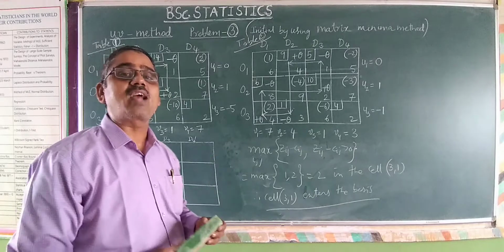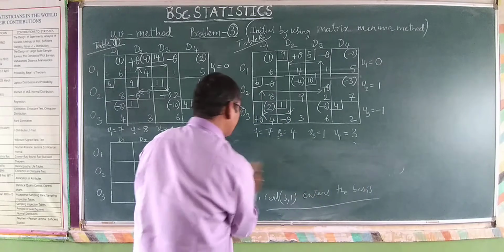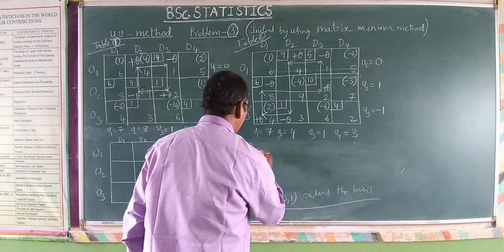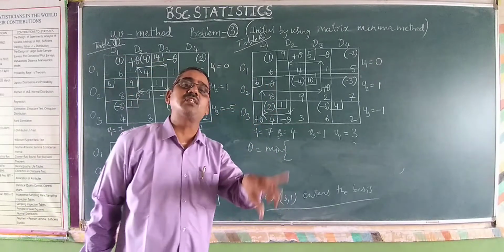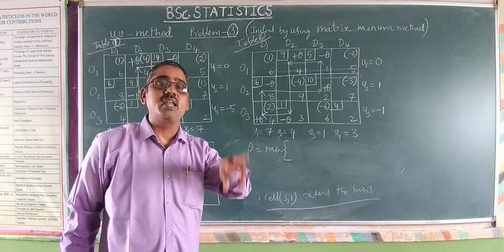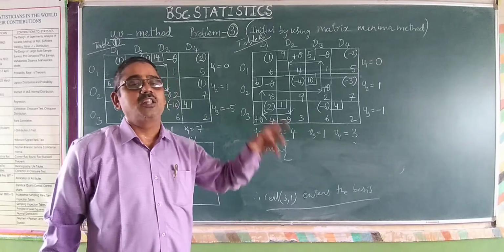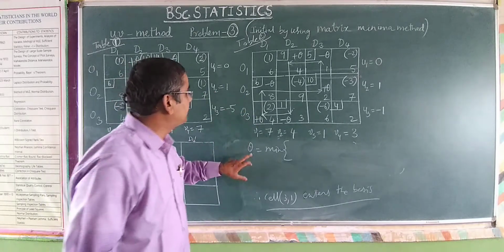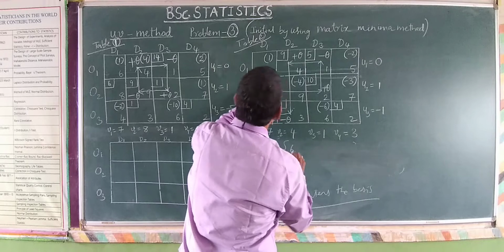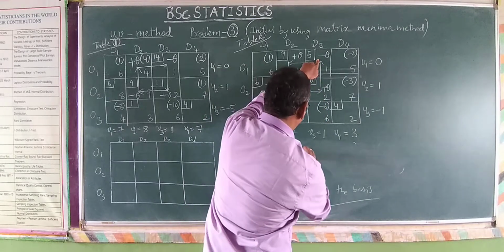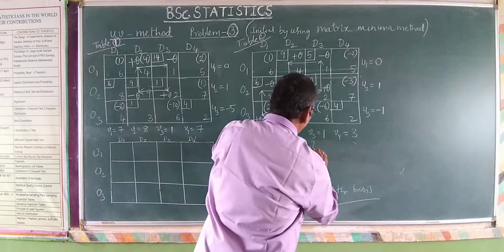Now, from this, you have to calculate the value of theta. Theta is determined in this way: theta is equal to the minimum of the quantities in the cells having negative signs of the loop. So now you see here a negative sign, the quantity is 6. This is another negative sign, quantity is 5. This is another negative sign, it is 1. So the value is 1.